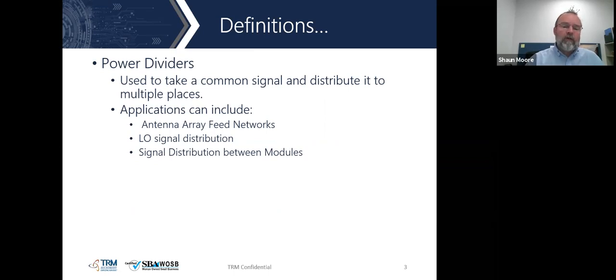And so it takes an RF signal and distributes it equally or unequally. Very often we do power dividers that have unequal tapers as well. In that case, usually for antenna array feed networks, where you want to have a little bit of a taper on the array to help control your side lobes, we do that as well. But at a high level, they're really used to distribute signals throughout the system.